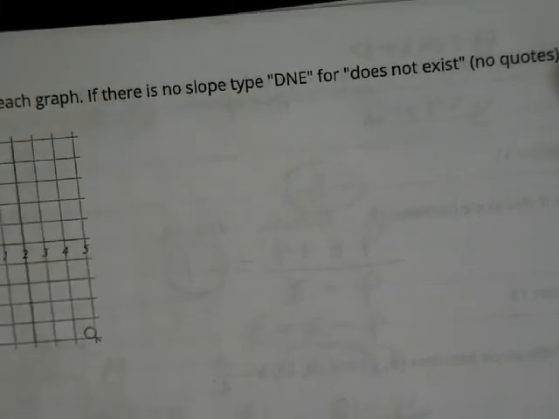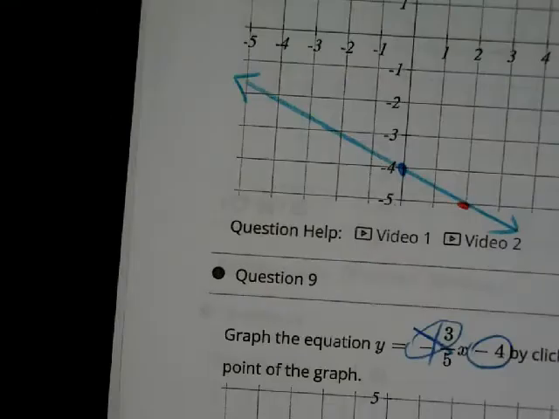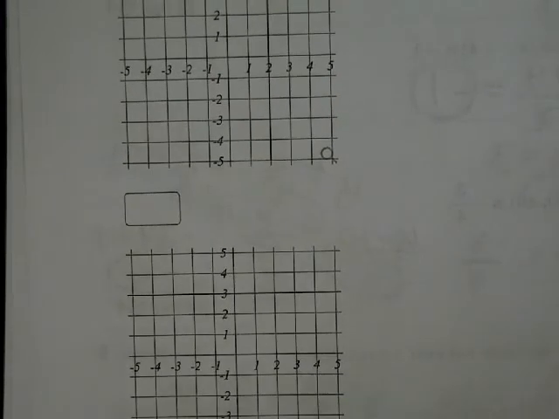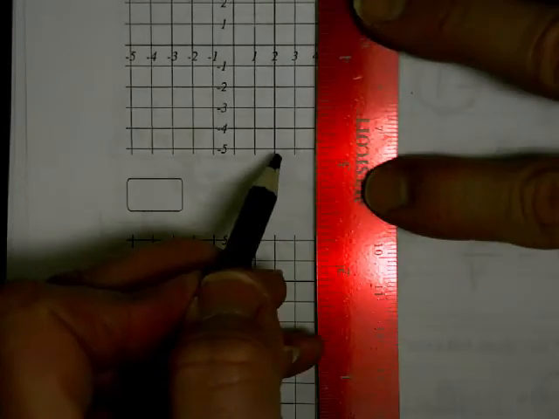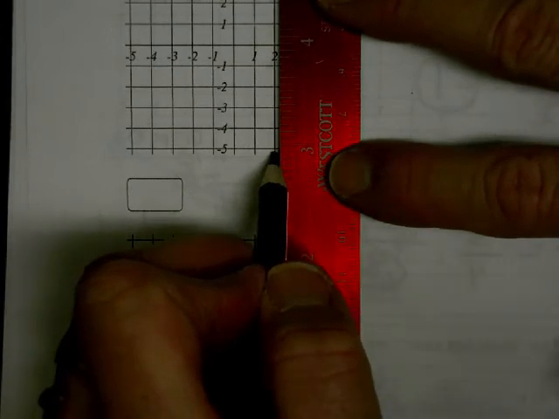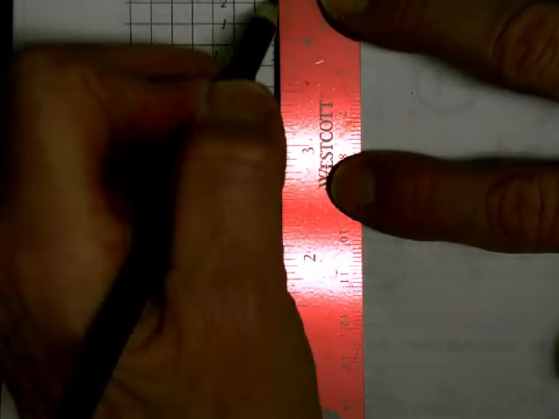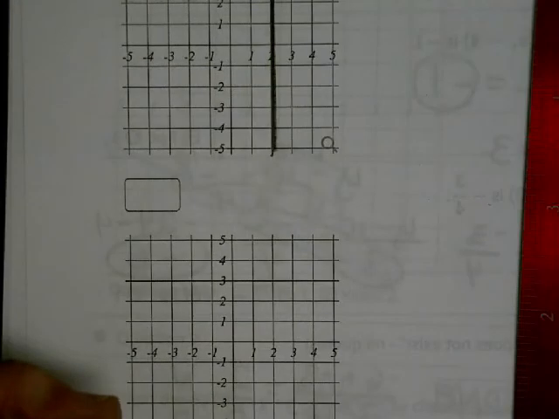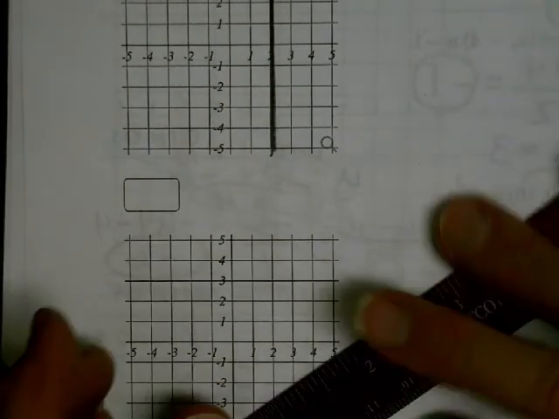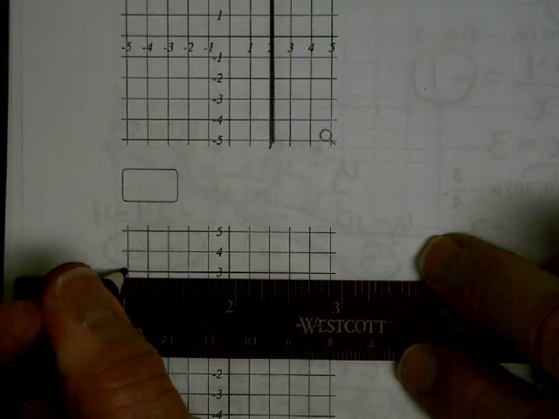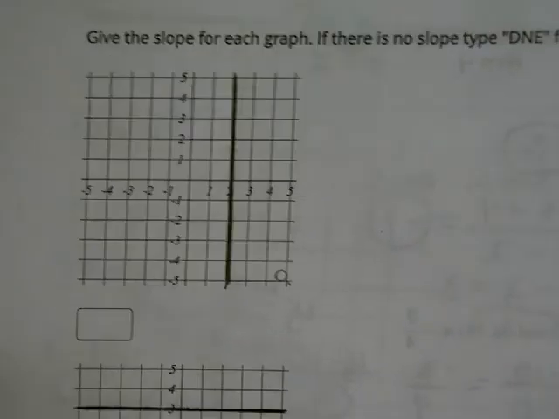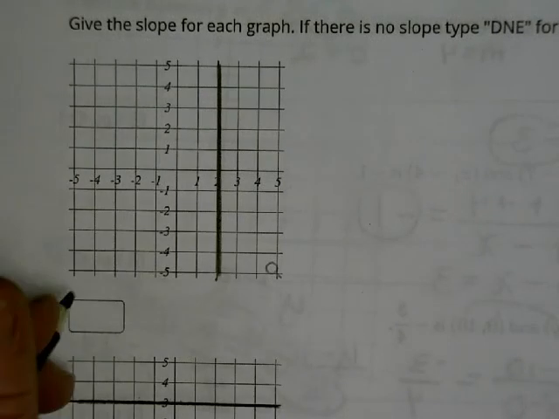Back to graphing. So you give the slope for each graph. If there is no slope, oh man, what are we doing here? 15. I see no, oh, I get it, guys. It's really faint. You see this guy right here, this little bit of a dark line? And let me know on your test if you can't see those lines, okay? I'll point them out to you. So what's the slope of a vertical line?